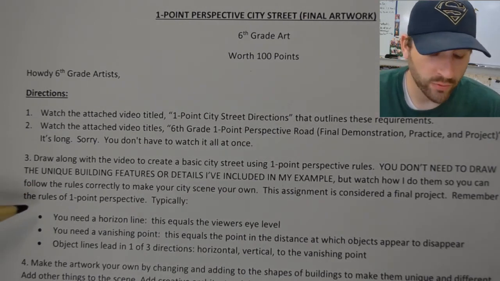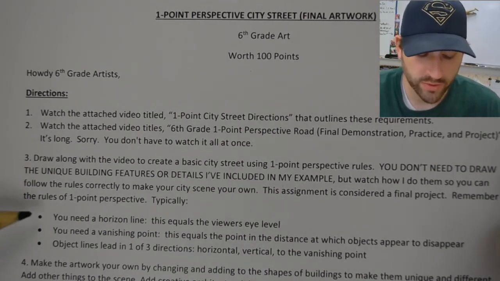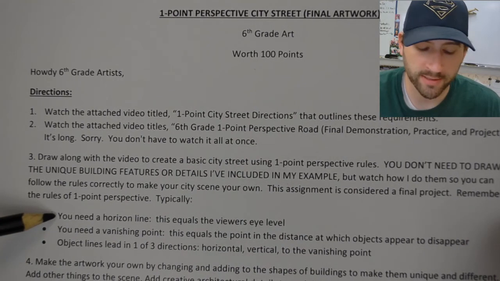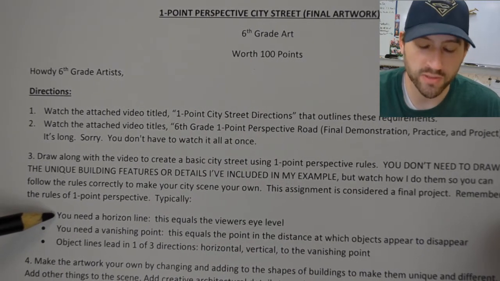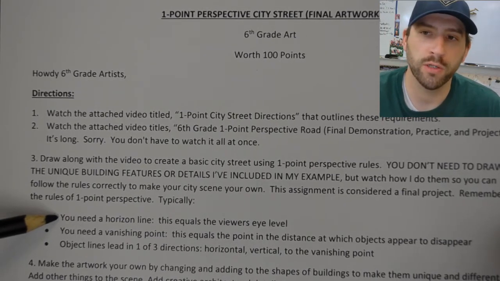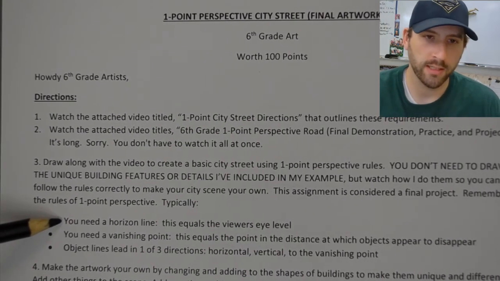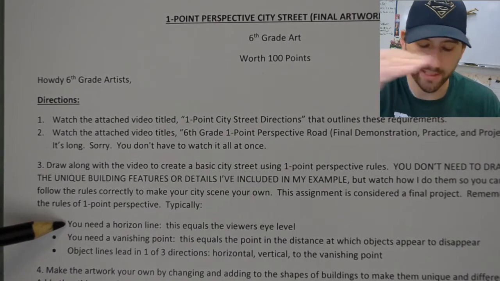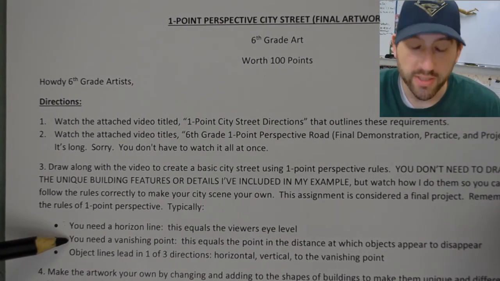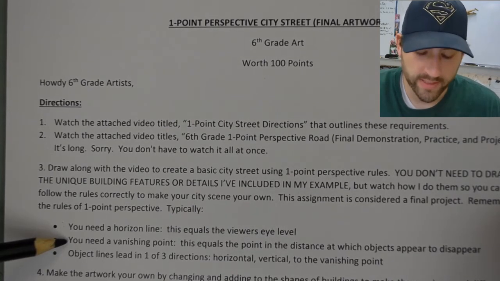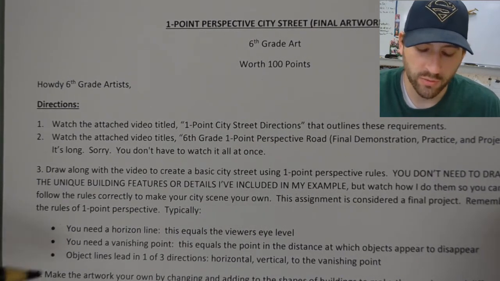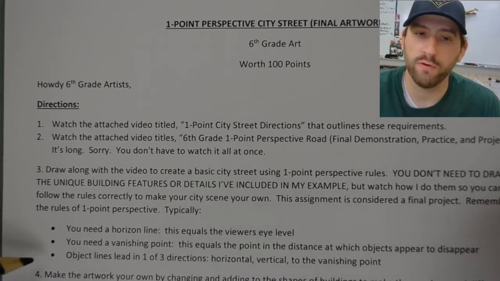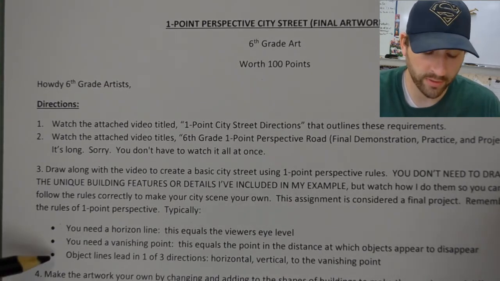I need you to remember the rules of one-point perspective. So typically in one-point perspective you need a horizon line, and this line equals the viewer's eye level. So we're the viewers of the scene, so that horizon line is our eye level that we're seeing the scene at. You need a vanishing point, and this equals the point in the distance where objects appear to disappear. So they go so far away from us that they look like they disappear.